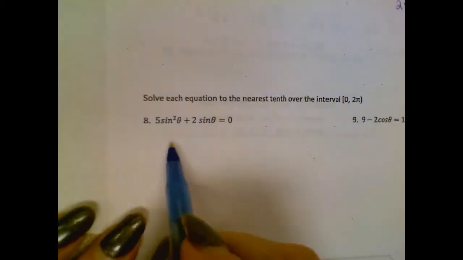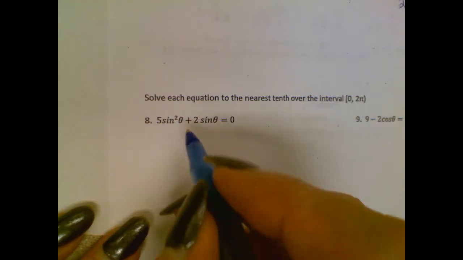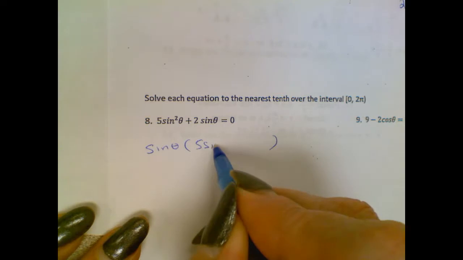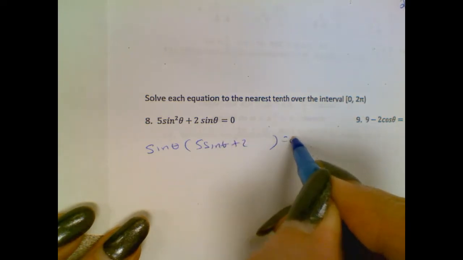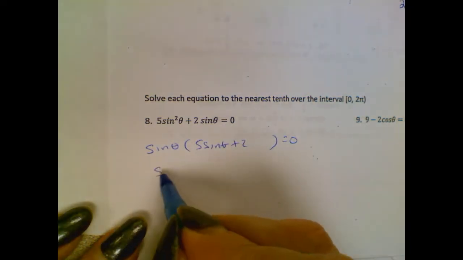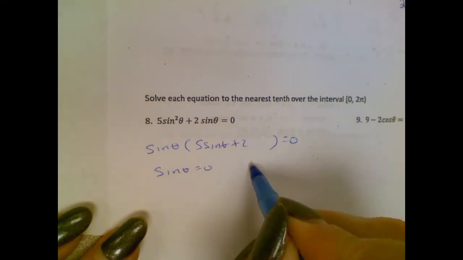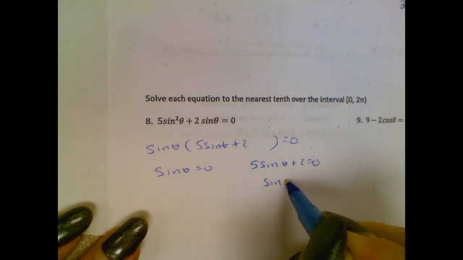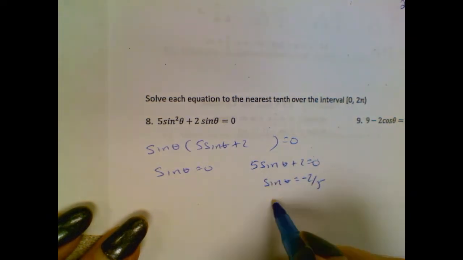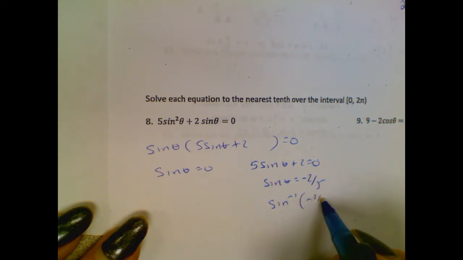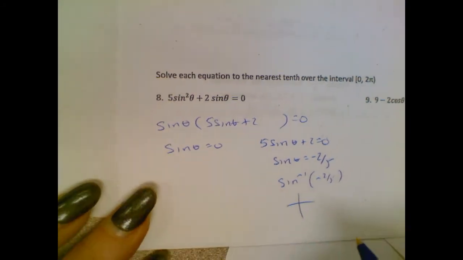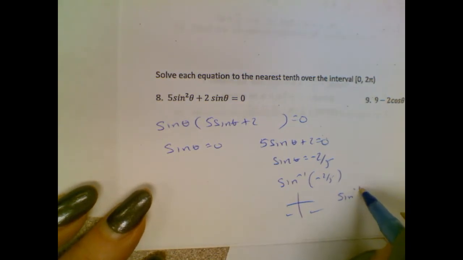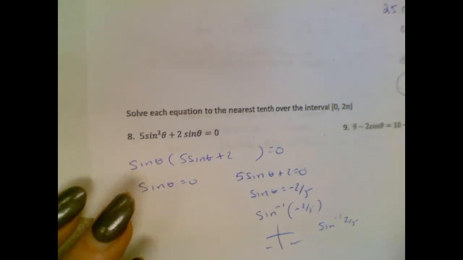Okay, what's the GCF of this problem? Sine. So take a sine out, like that. Set each factor equal to 0. This one's going to be sine theta equals negative 2/5, or arc sine of that. So where's sine negative? Here and here. So I'm going to have you punch in positive 2/5, but that's just going to give you a reference angle.